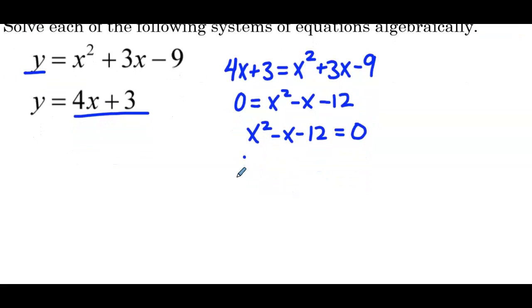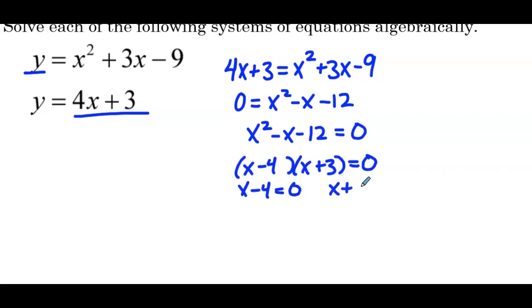Now we can try to factor this. The factors would be x minus 4 and x plus 3. So that means either x minus 4 equals 0 or x plus 3 equals 0. And we have either x equals 4 or x equals negative 3. Now for each of these x values, we have to find the corresponding y value because we're looking for points of intersection. A point is an x and a y value.